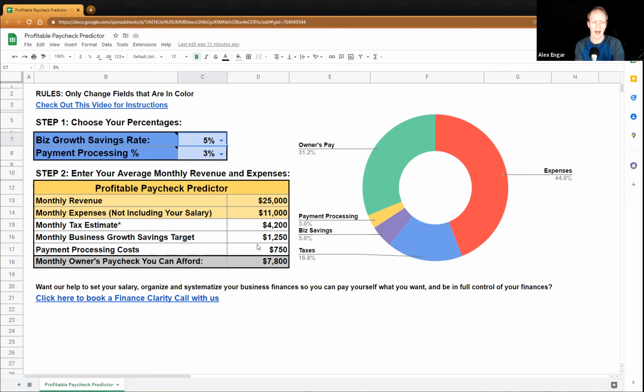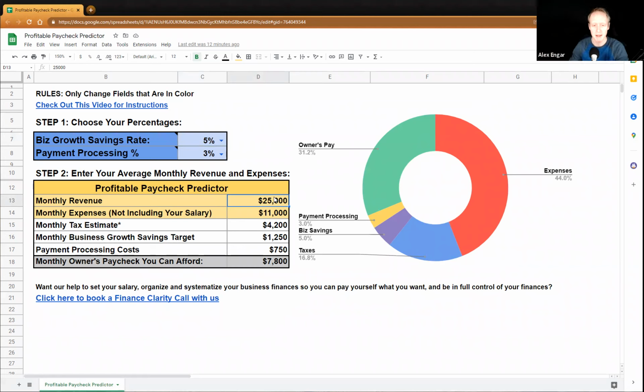Next, let's look at monthly revenue and expenses. So I want you to just take a gander at an average month for you. What is your average revenue? You're going to pop it in here. For now, we're saying, okay, I'm making $25,000 in revenue. Okay. So top line, like what's all the money coming into your business?